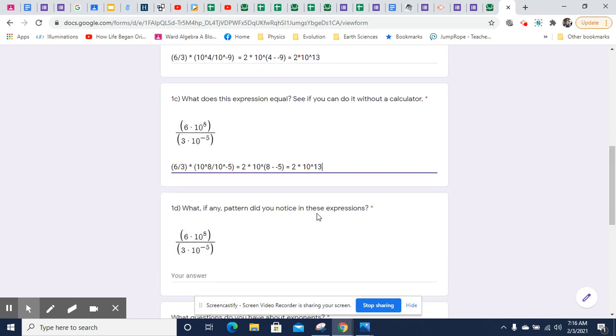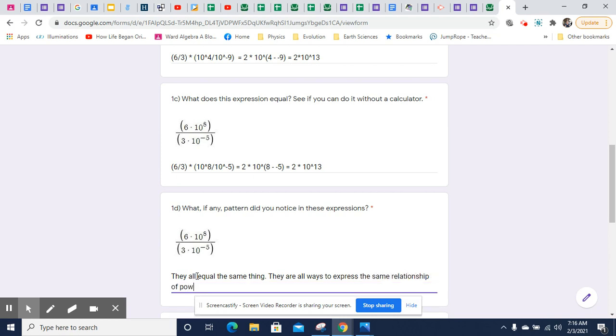So do we notice any patterns in these expressions? It looks like I have an edit to do here, but that's okay. I'll take care of that. They all equal the same thing. They are all ways to express the same relationship of powers of 10.